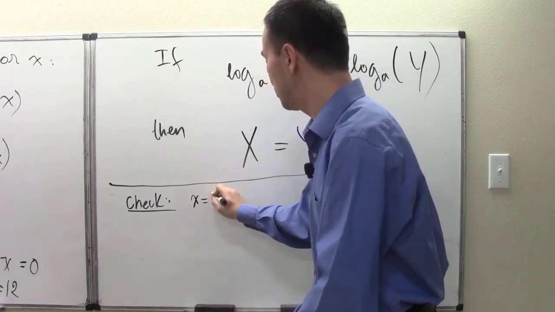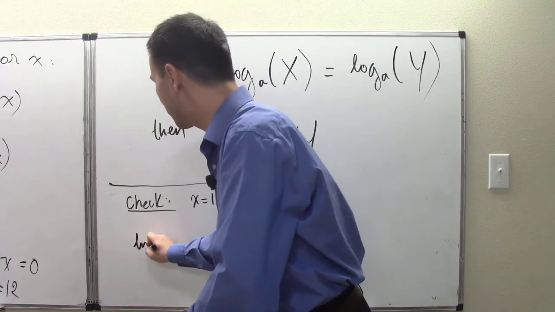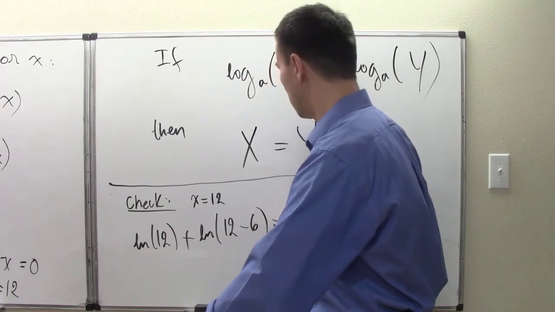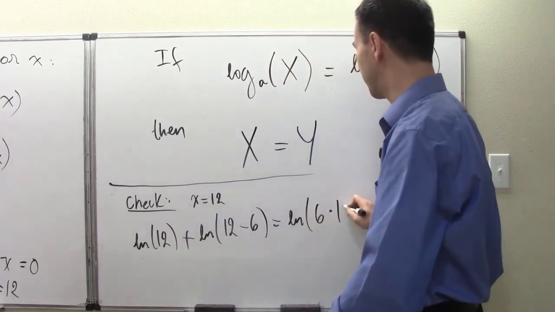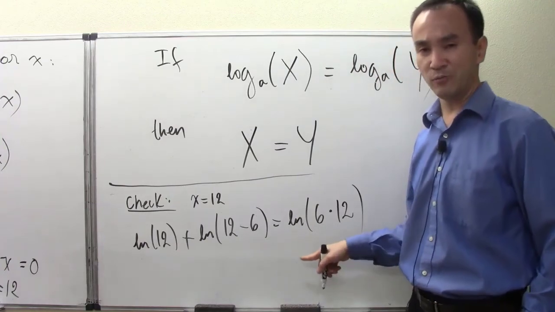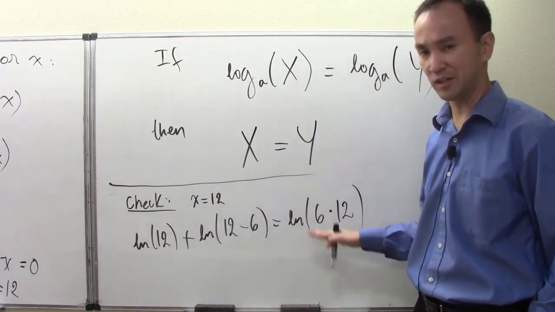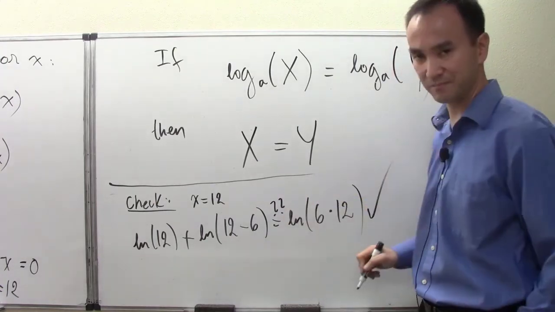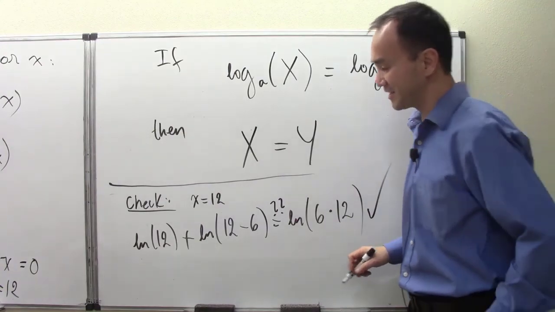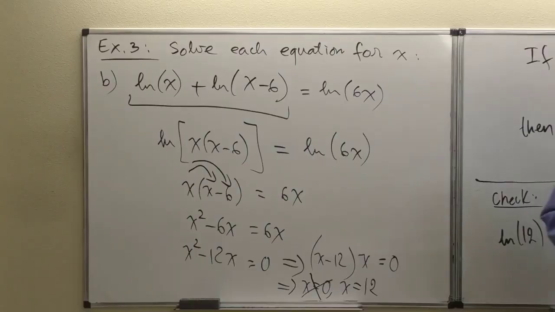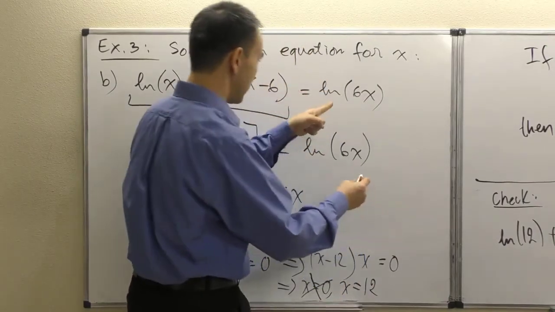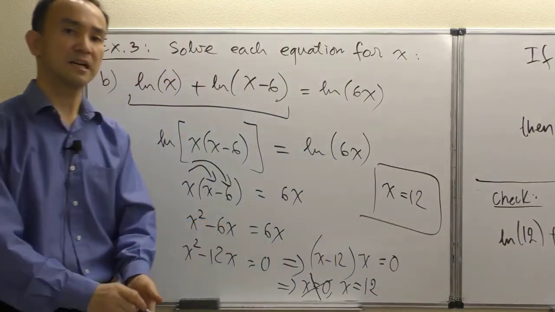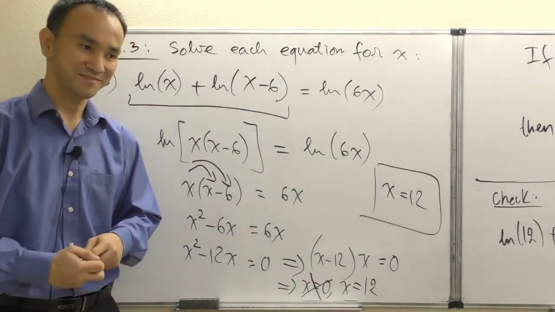So when x equals 12, we're looking at natural log of 12 plus natural log of 12 minus 6 equals natural log of 6 times 12 right here. And I have shown my checking work when we finished with this example 2 part E, so allow me to skip that. We know that we're going to put a check mark here. The two sides will equal. And so that means our final solution for this equation, x equals 12, is now concluded. That's our final solution for that.